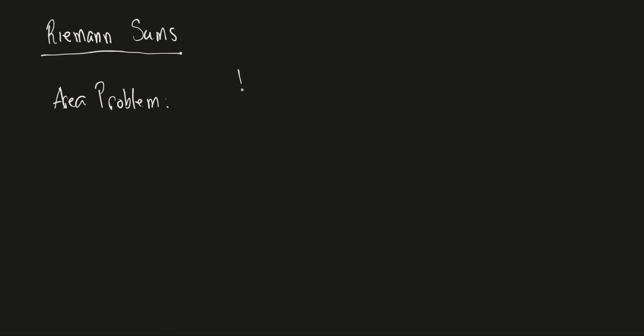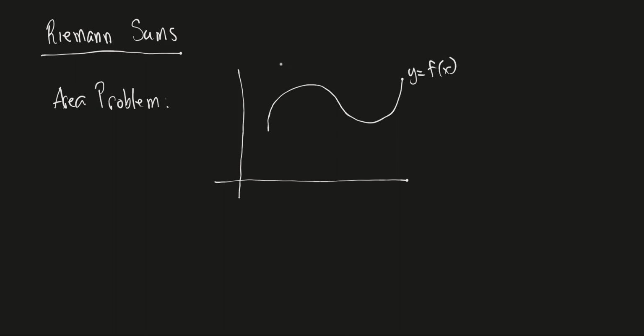So the area problem is defined like this, and I'll do this fairly quickly. You have the graph of a function. We've seen in the study of derivatives how the graph of a function is really important. Well, it turns out it just keeps on being important. So for the area problem, this is how it's defined.